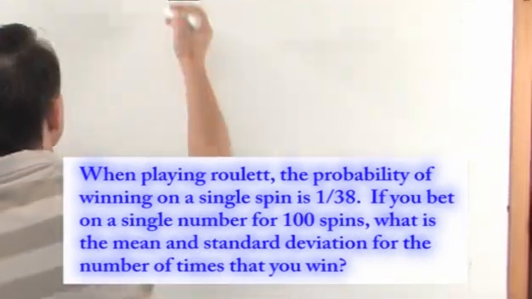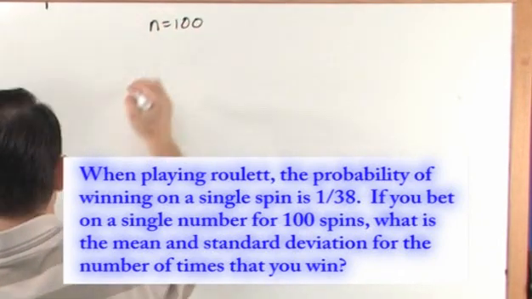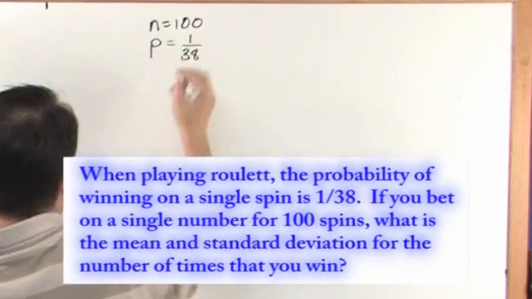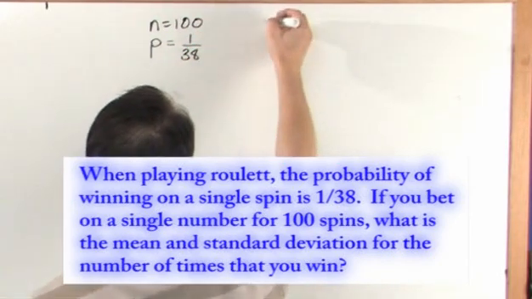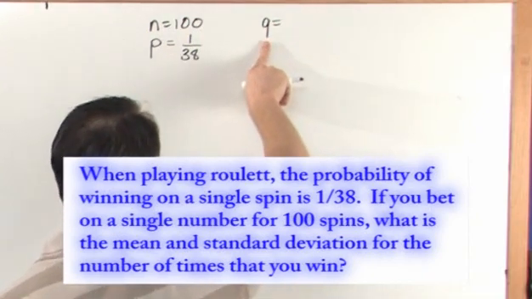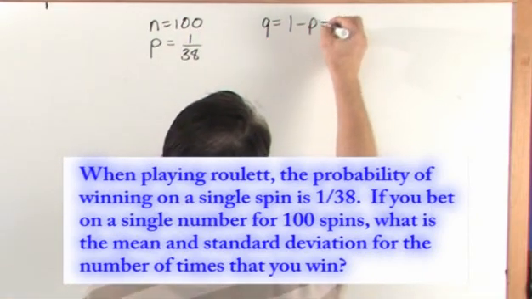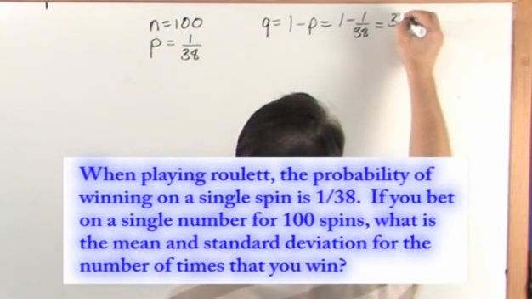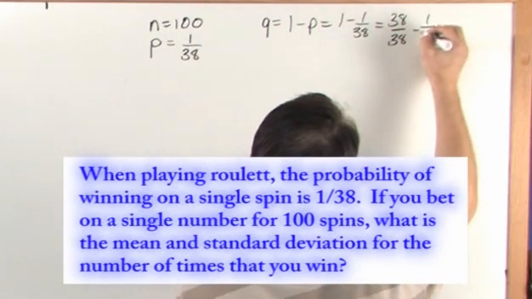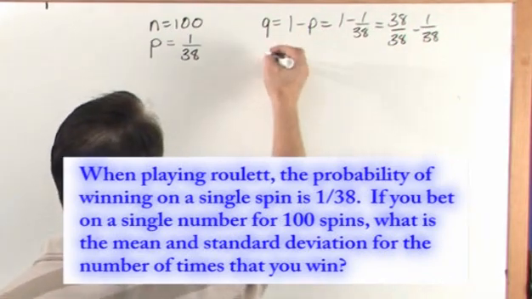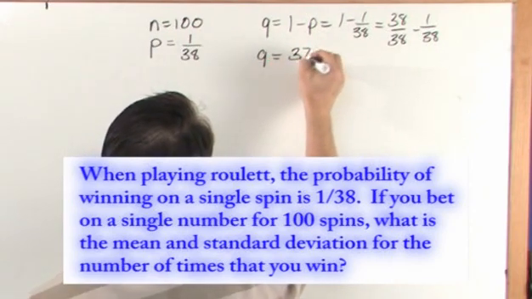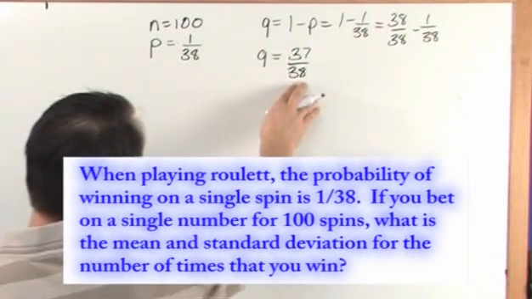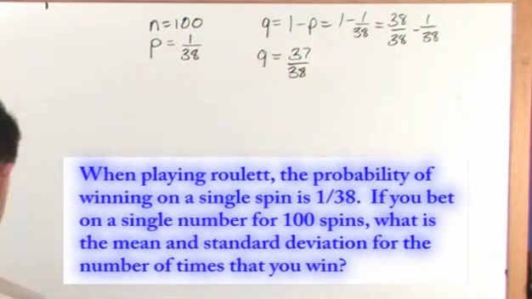So we know that n is equal to 100 because we're spinning the wheel 100 times. We know the probability of winning is p = 1 in 38. And we also know that q, the probability of losing on every spin, is 1 minus p, which is 1 minus 1 over 38. That's easy to do because I can rewrite this as 38 over 38 minus 1 over 38. 38 over 38 is 1, so q is equal to 37 over 38. This is the probability of losing on a single spin. It's pretty high because the likelihood is you're going to lose on that single spin.